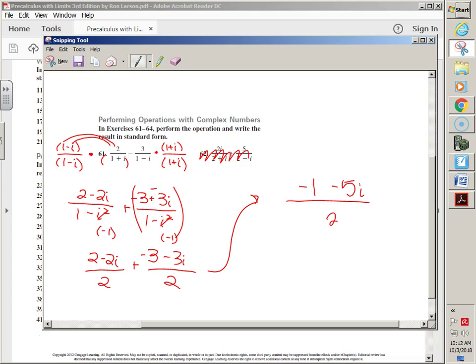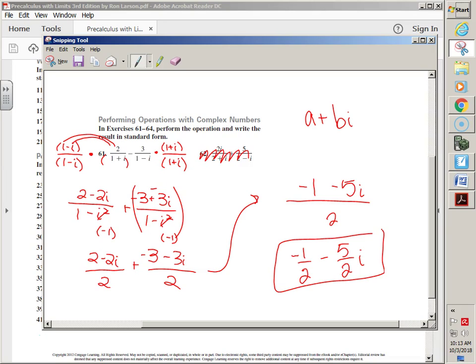Now, I guess in some ways you could stop. Like, you're not totally wrong. But like we saw yesterday, they want it to look like a plus bi. They don't want everything divided by. So I'm just going to go ahead and say, remember, division distributes, just like multiplication would. It's not pretty. I guess you could have done decimals. Negative 0.5 minus 2.5i. But it's right. Does that make sense, Priscilla?